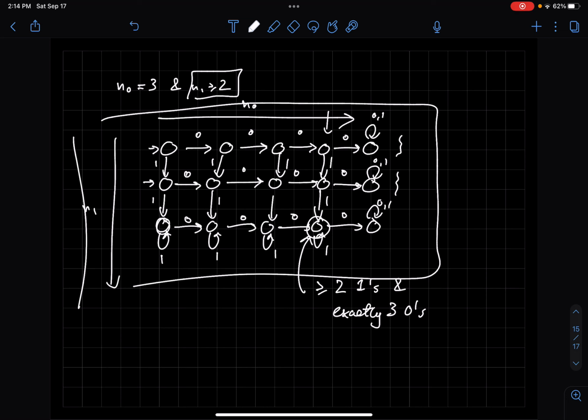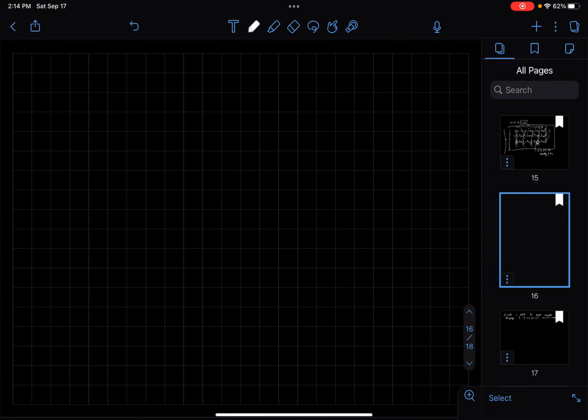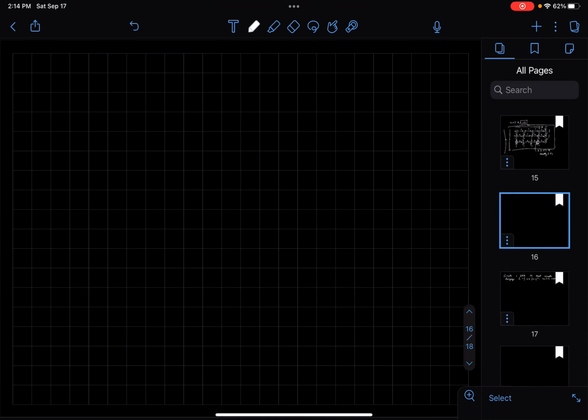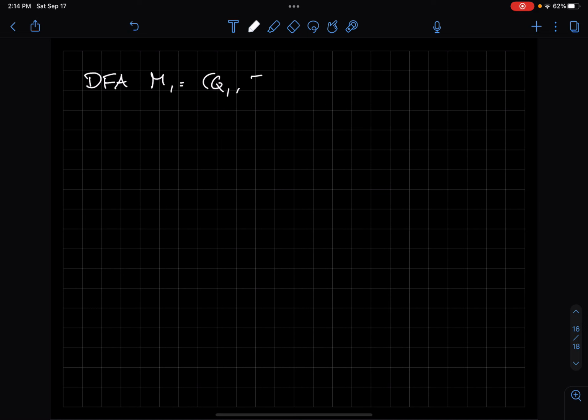So one thing that I want to mention, but I'm not going to go through the whole process of recreating a machine, is there's this other nifty property of DFAs. So suppose I have 2 DFAs. So I have DFA M1, which is Q1. Let's say it's the same alphabet.